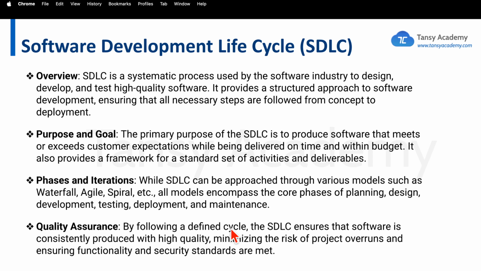Quality assurance. By following a defined cycle, the SDLC ensures that the software is consistently produced with high quality, minimizing the risk of project overruns and ensuring functionality and security. So that means delivering the software in time, on budget, and making sure the security is there, so that someone else won't get into the software, like banking, and try to steal the information. So if you follow this framework, you will be protected. That's what it means.